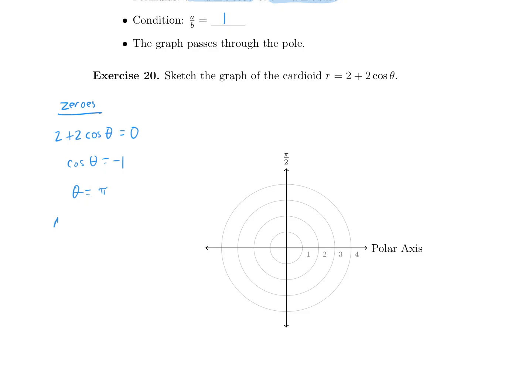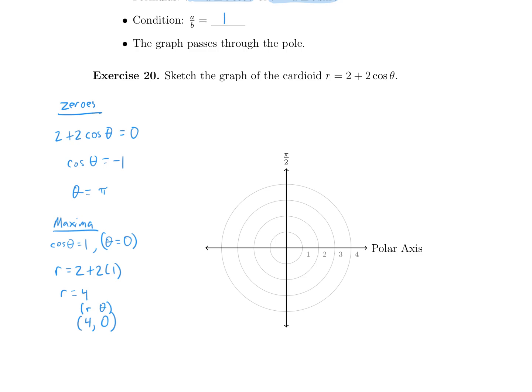Okay, and then the other thing, let's find the maxima. So that means replace cosine theta with 1. That's going to occur when theta is equal to 0. When theta is 0, cosine is 1. And so if you replace that, you should get r equals 2 plus 2 times 1, which is 4. So the maximum value is going to occur at (4, 0). So now we have our maximum point, and we also know the zeros occur at basically any odd multiple of pi.